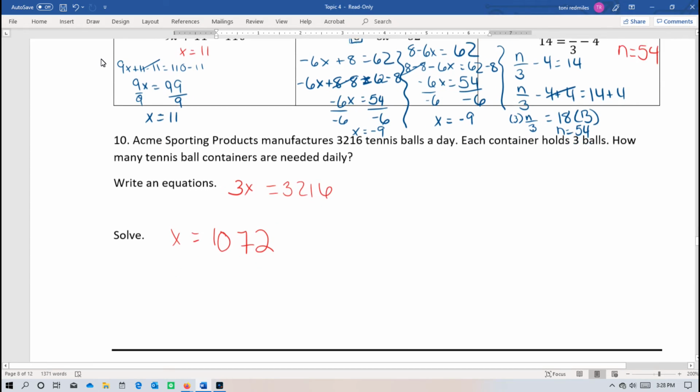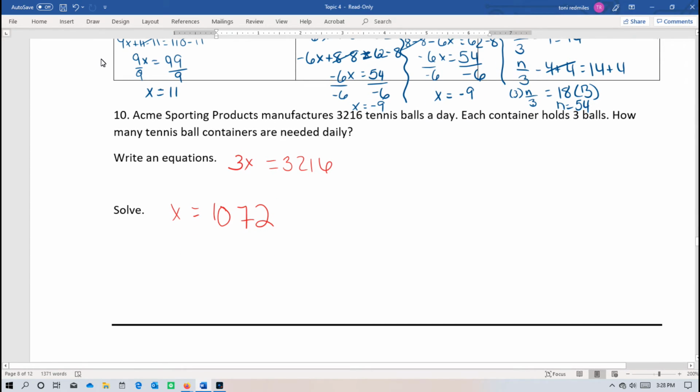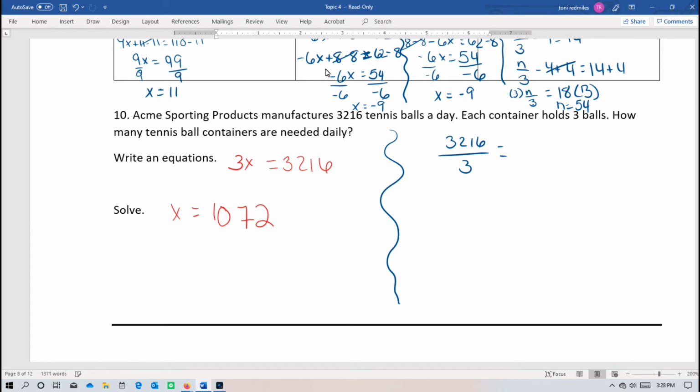All right, the word problem. So Acme Sports manufactures 3,216 tennis balls a day. Each container holds 3 balls. How many tennis ball containers are needed daily? So if I was using common sense, let's just say I broke this down into common sense. Well, common sense would say if I produce that many tennis balls, 3 goes into a container, then this is the answer, right? I would divide 3 into 3,216, and that would equal x.